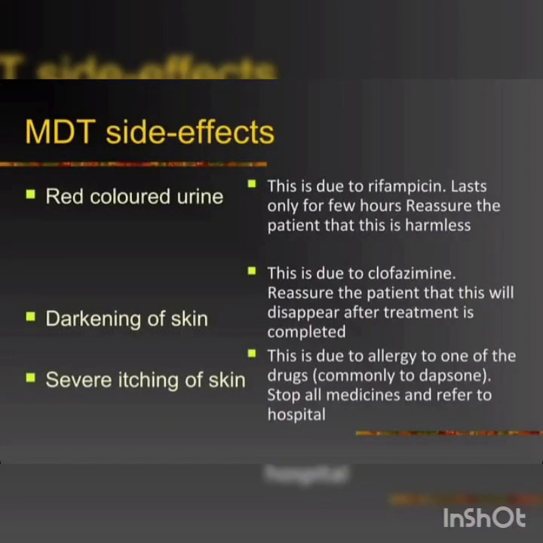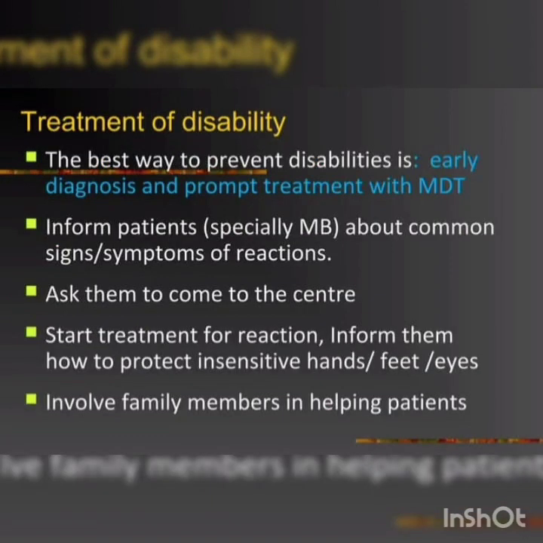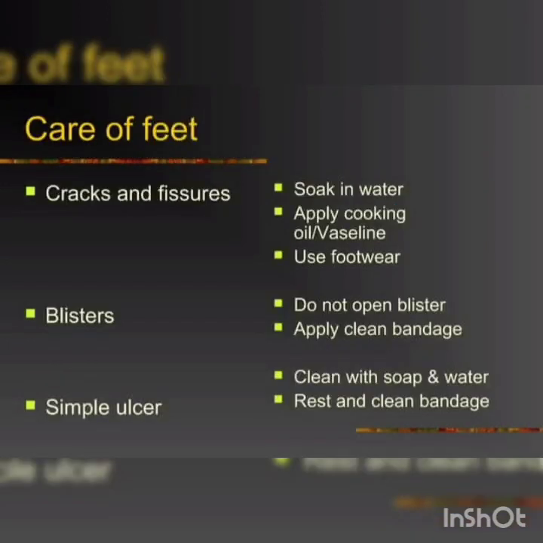Regarding drug effects, red colored urine can be due to rifampicin, darkening of the skin can be due to clofazimine, and severe itching due to Dapsone can occur. Okay, treatment of disability: why does disability occur? Late diagnosis. So the best way to prevent it is early diagnosis and proper treatment. Inform the patient about the signs and symptoms, and ask them to come to the center.